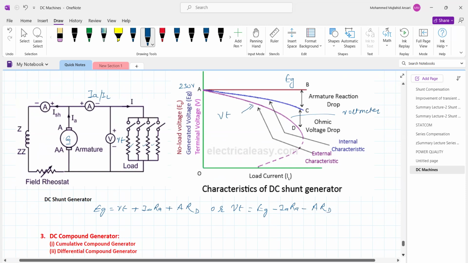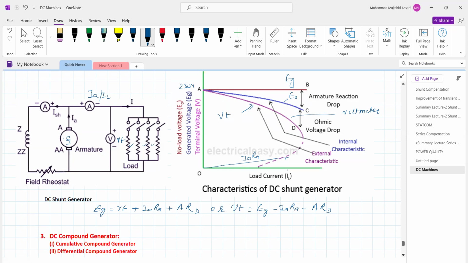And this is the armature current. Similarly, if you draw the IARA drop for a particular value of current, at this point, what is the voltage drop, at this point, what is the voltage drop, by measuring the resistance of the armature circuit. Now, if you add terminal voltage plus IARA, you will get this characteristic, and this characteristic is nothing but the E0, internal voltage versus armature current, or internal voltage versus load current.